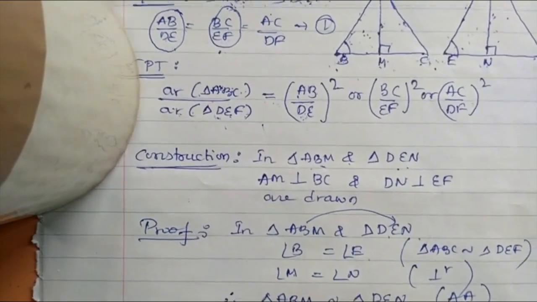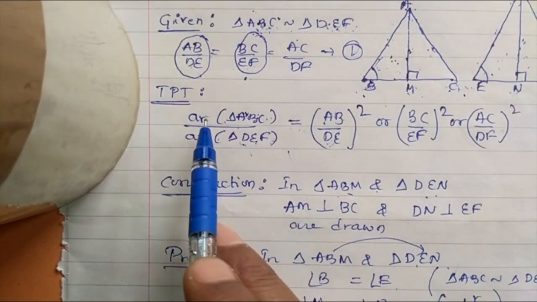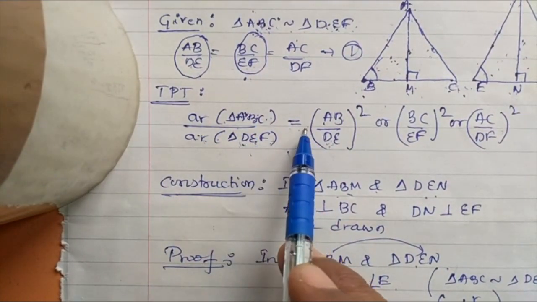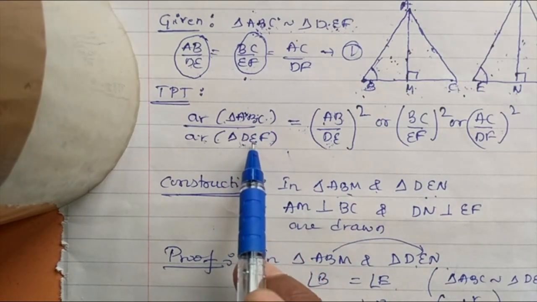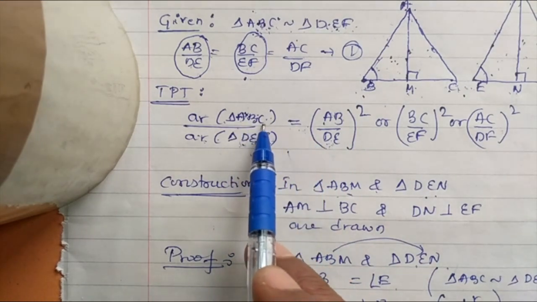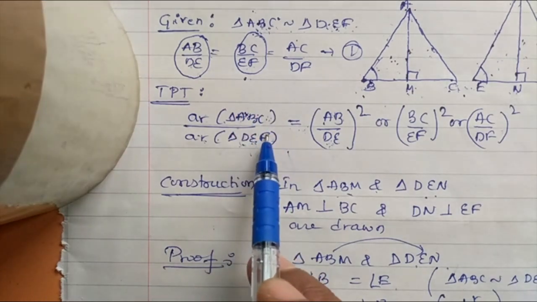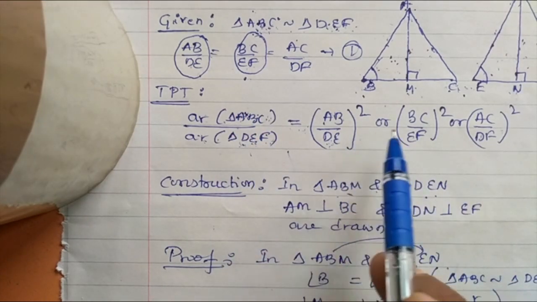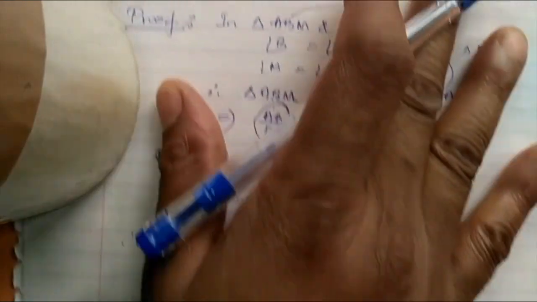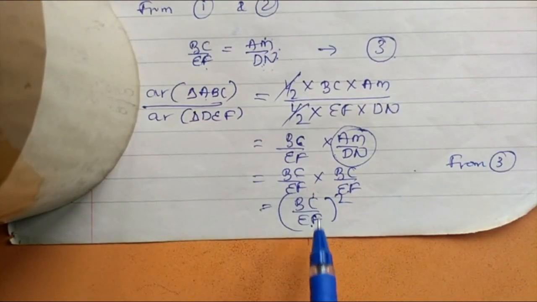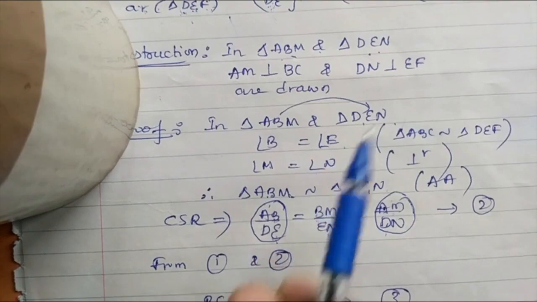See, actually what was our theorem to prove? The ratio of areas of two similar triangles is equal to AB by DE whole square, or BC by EF whole square, or AC by DF whole square. In these three, any one. BC by EF whole square only we got here. Okay. So then how to get the other two?